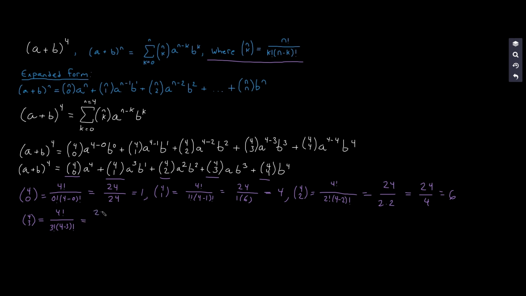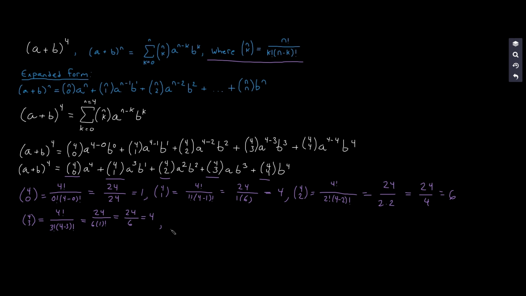That equals 24. Well, 3 factorial is 6. So it's going to be 24 over 6 times 1, well, times 1 factorial, which is going to be 24 over 6, which that's going to be 4.